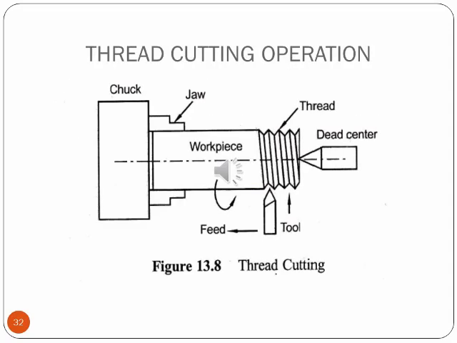So this is the schematic diagram of the thread cutting operation. You can see the tool, feed is given and the workpiece is revolving. So the path of the tool will be at the desired locations only with successive cuts. With successive depths, it will move in the desired path and at the desired location itself.